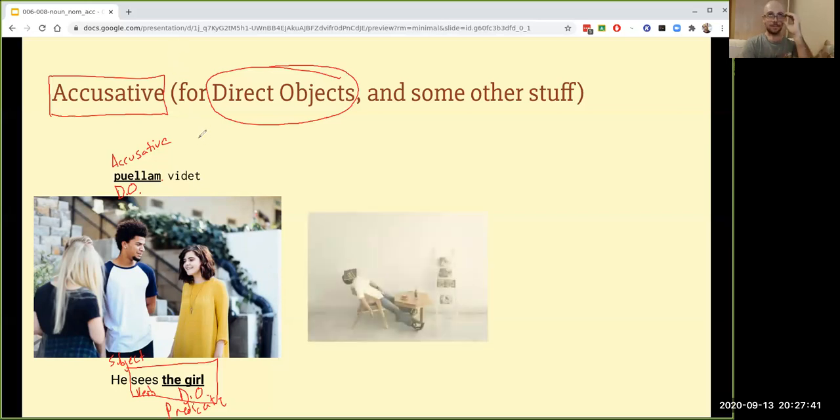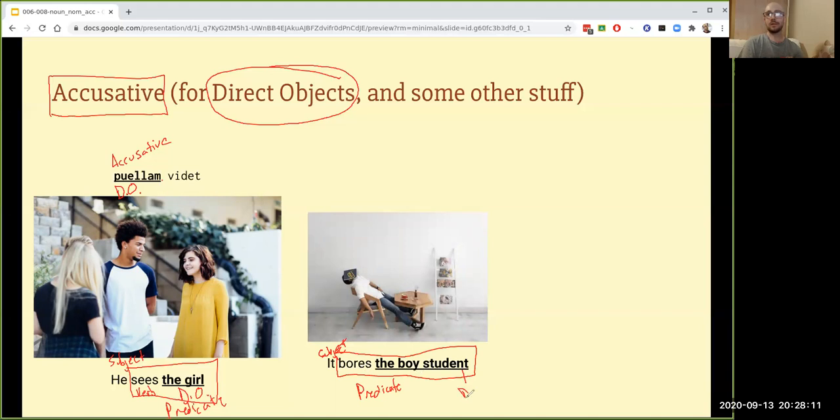Okay. Let's try this here. We can say, it bores, this whole situation, it bores the boy student, where it is our subject, bores the boy student is describing that situation, so there's our predicate. And in English, the direct object is the thing that comes right after the verb. So there's our direct object. Remember, the word order is not the significant feature here. The significant feature is the case in Latin.